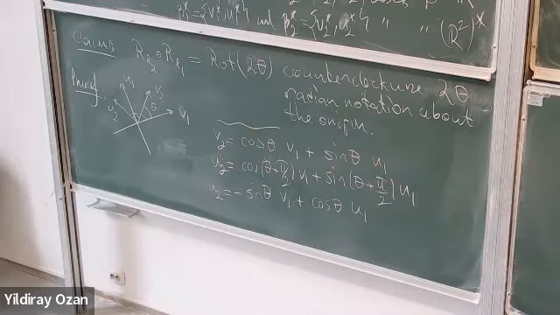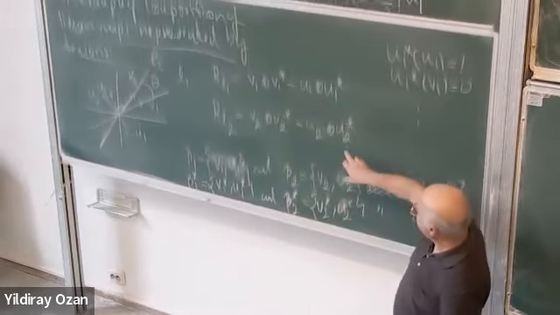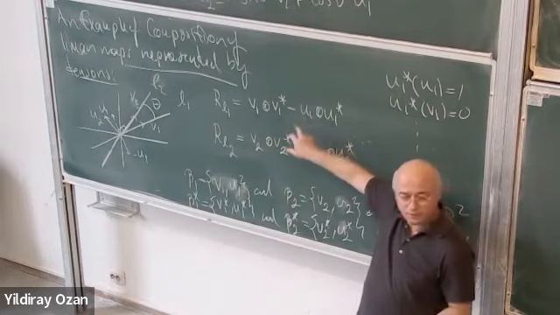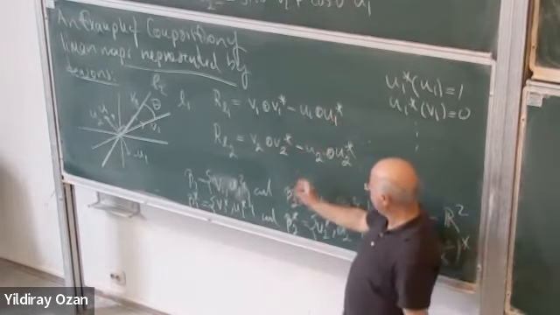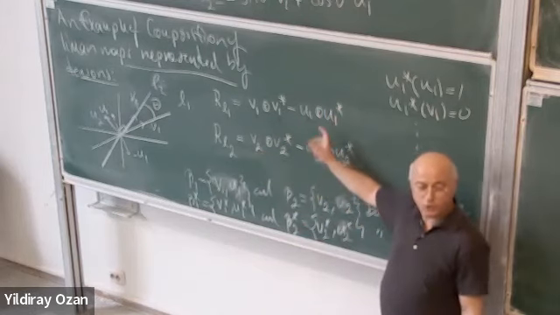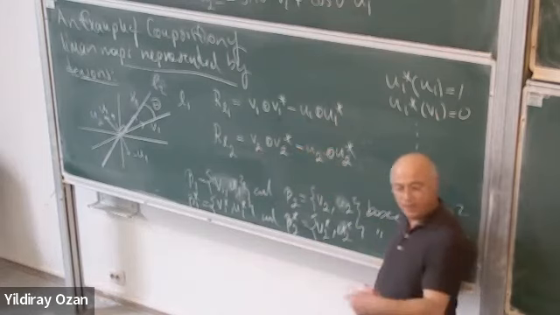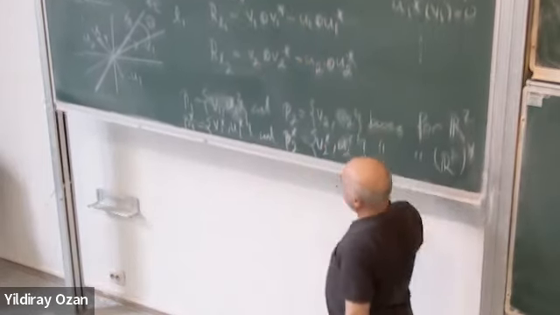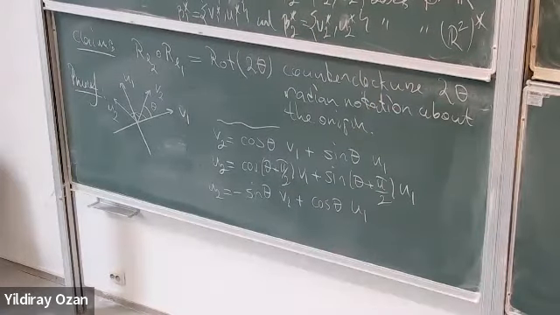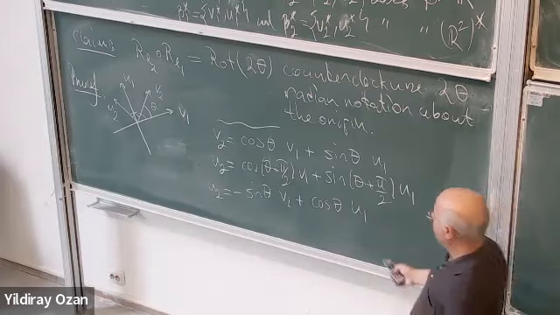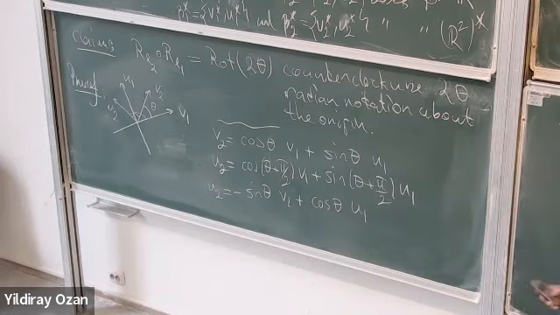What about the dual vectors? I want to write this thing in terms of U1, V1, and U1 star, V1 star. I already wrote V2 and U2 in terms of V1 and U1, but I also have to write the dual vectors in terms of the dual. What will be the duals? Can you guess what will be the V2 star?